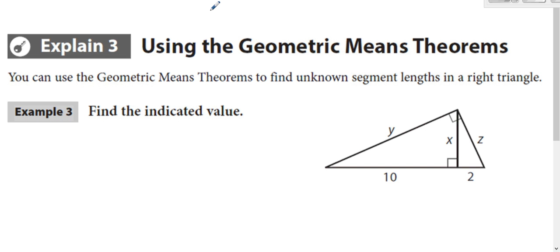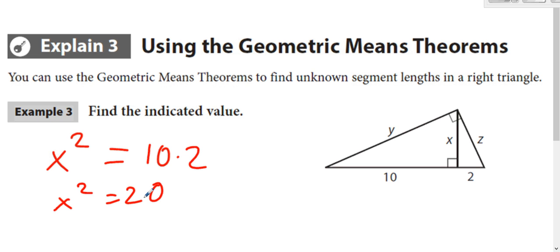So we're going to find x, y, and z. So to find x, that's the one in the middle. X squared equals the 2 pieces multiplied together. So x squared equals 20, square root, you get x equals the square root of 20. It's about 4 point, rounded up to 5.